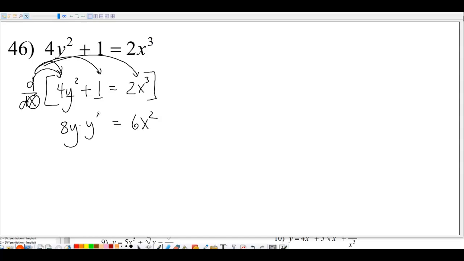After you do that, you want to get the y prime by itself. So in this case, to get y prime by itself, all I would need to do is divide both sides by 8y.